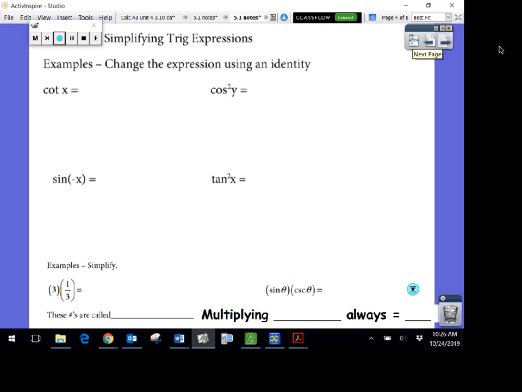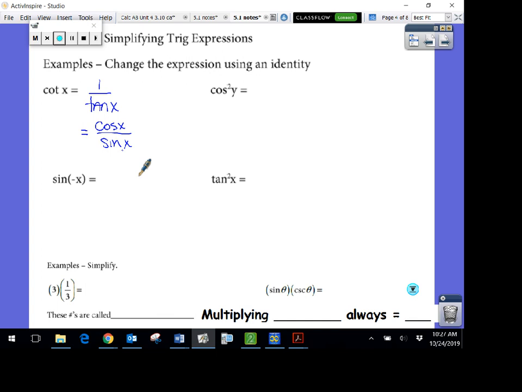All right, so these first examples are not necessarily simplifying. It's just getting used to using your identities and what you might have to do in order to simplify. There's more than one answer for some of these. So like cotangent x, one way we could write cotangent x using an identity would be 1 over tangent x. That's a true statement. That's using a reciprocal identity. Using the ratio identity, we could say cosine x over sine x. So that right there, two different ways.